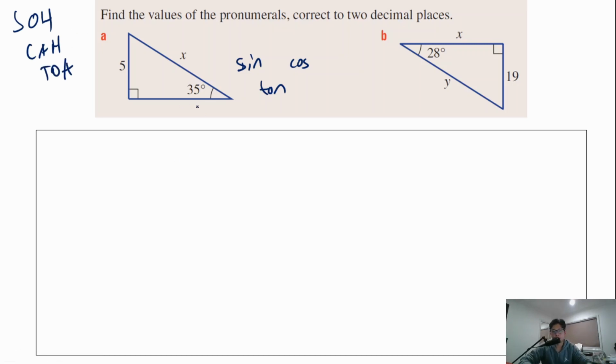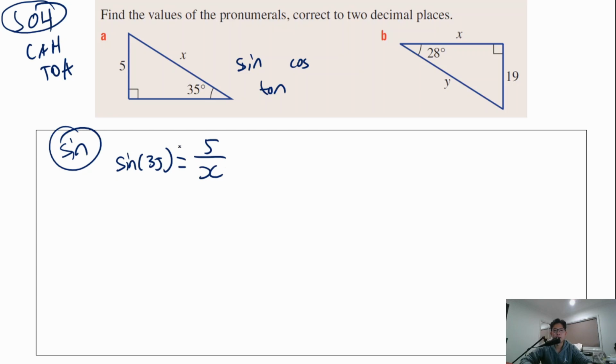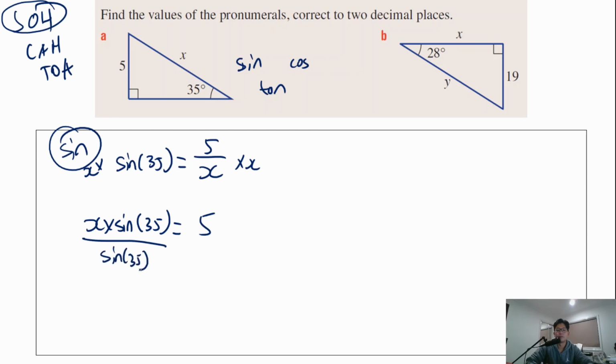Alright, so in this one we have the opposite and the hypotenuse. That means we will need to use SOH, and we'll be using the sine. So that means we have sine 35 equals opposite over hypotenuse, so it's 5 over x. And we just need to rearrange that, multiply both sides by x again. So x times sine 35 equals 5. And now divide both sides by sine 35.